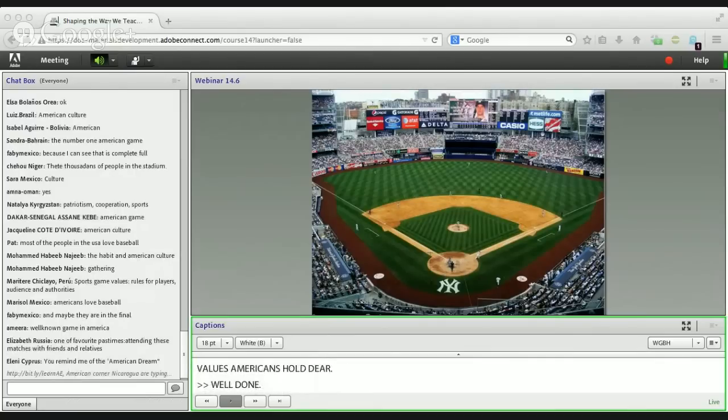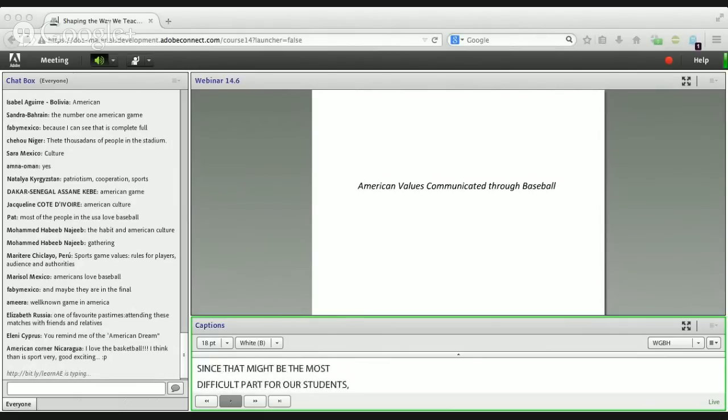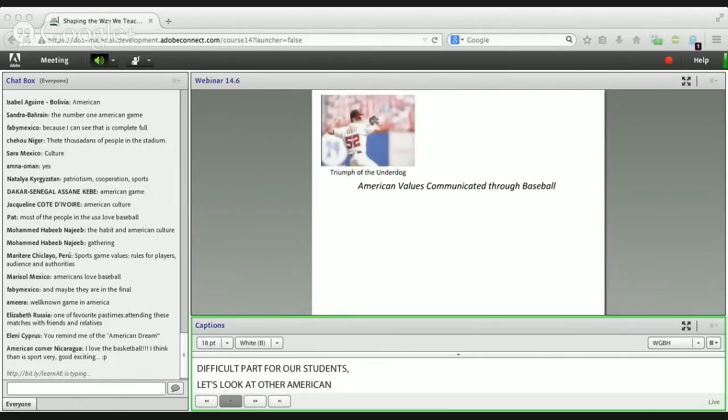So, you mentioned a couple of cultural values just now during your evaluate. And since that might be the most difficult part for our students, let's look at some other American values communicated through baseball. Excellent. So, triumph of the underdog. John, what is an underdog? Well, an underdog, Whitney, is somebody who should not succeed.